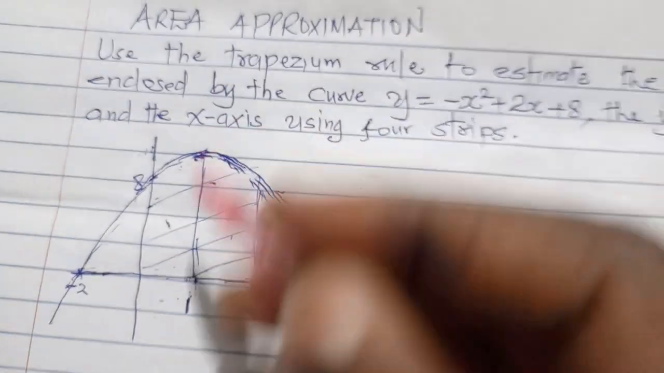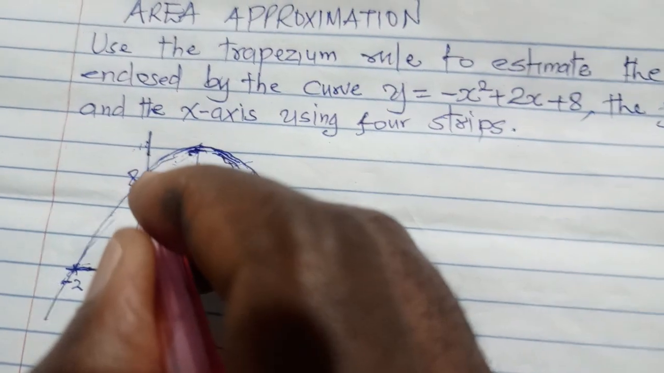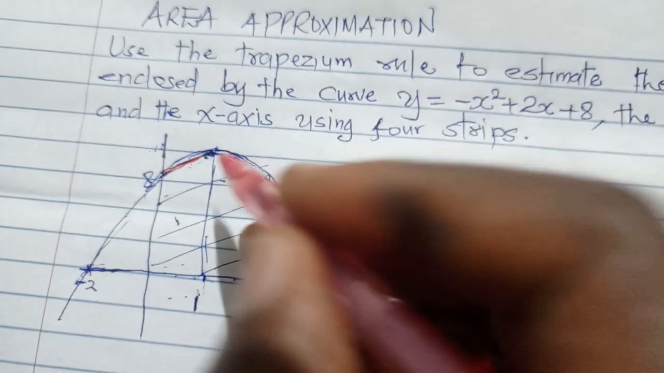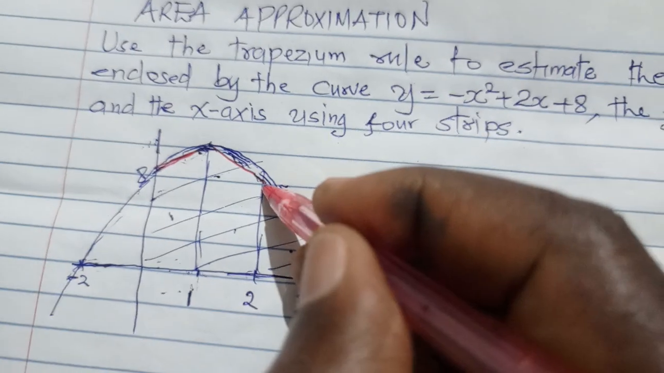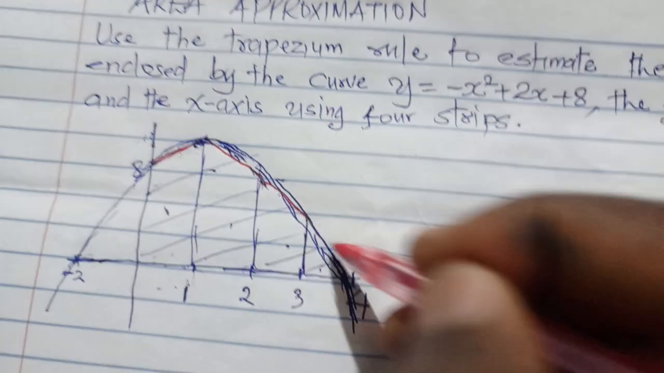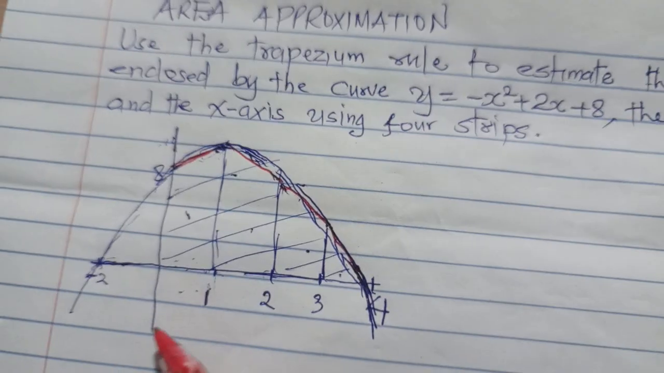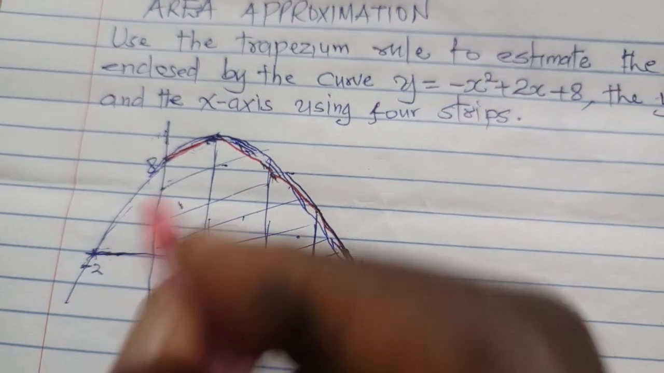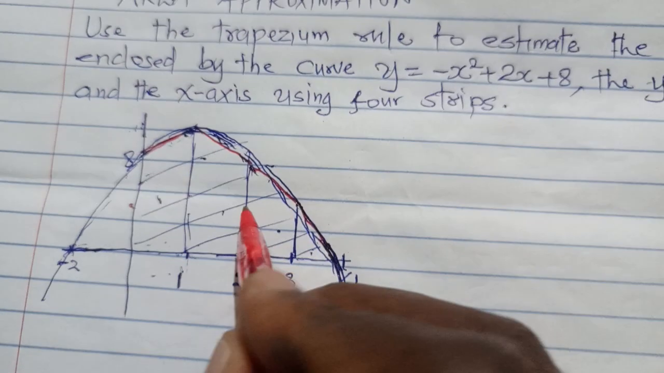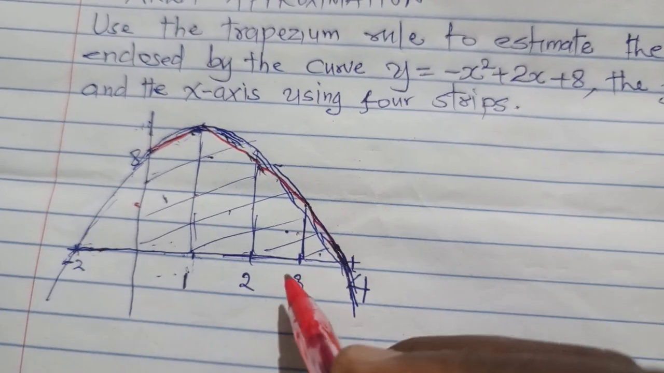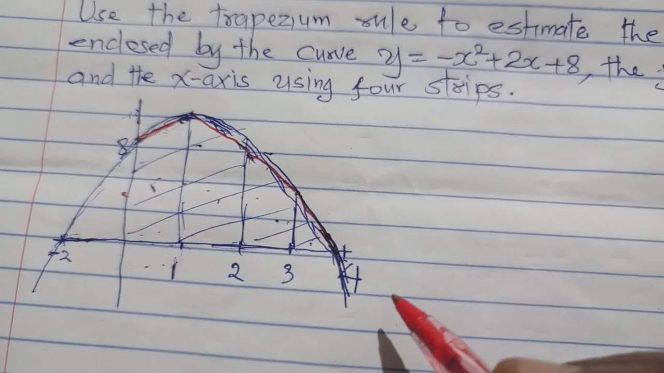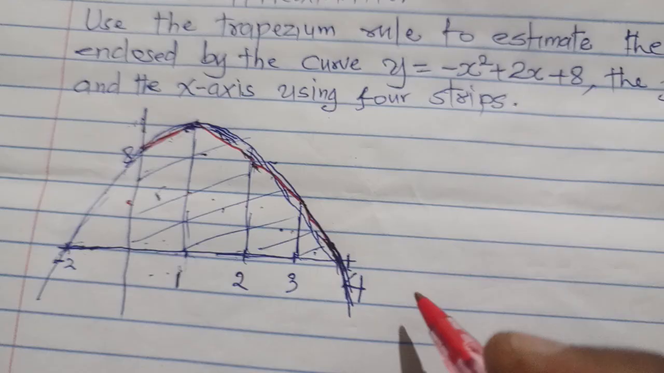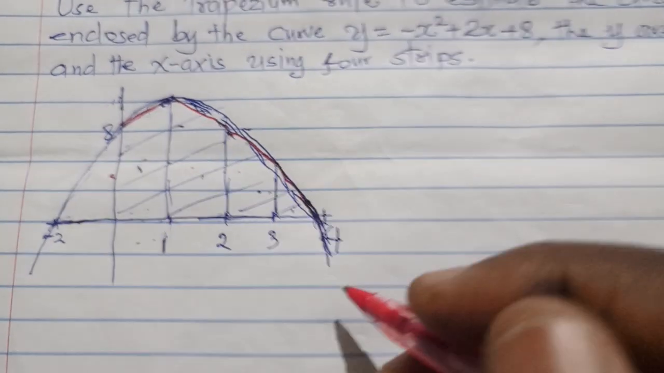By the trapezium rule, once we have these strips and connect their tops with straight lines, you'll get trapezia, and that's why we're calling it the trapezium rule. So we need to know the length of these edges, and then we'll find the area of each of the trapezia, and then the sum will be the area that is required in this case.